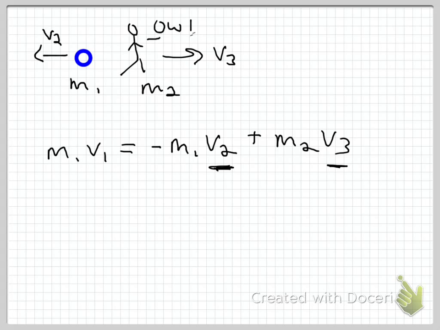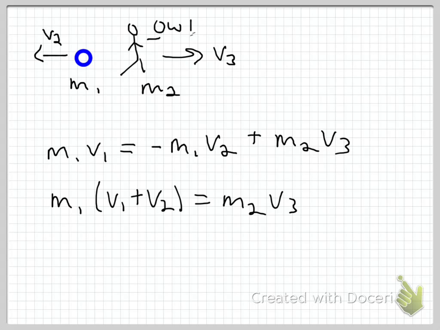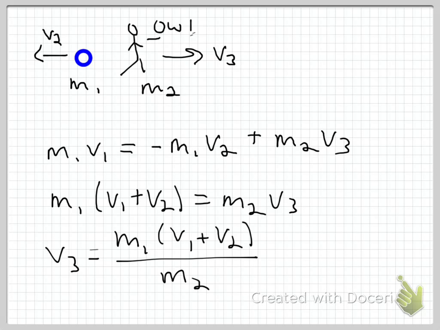It told me what the baseball was moving at. And so I'm still being asked to find my velocity. And so again, it's just basic algebra at this point. If you run it through, you're going to get m1 times (v1 plus v2) equals m2 v3. All I did was factor out the m1 after I moved this term to the left side of the equation. And so of course v3 is just m1 (v1 plus v2) over m2.